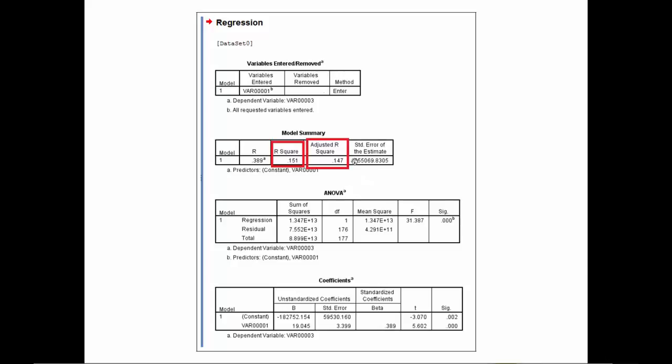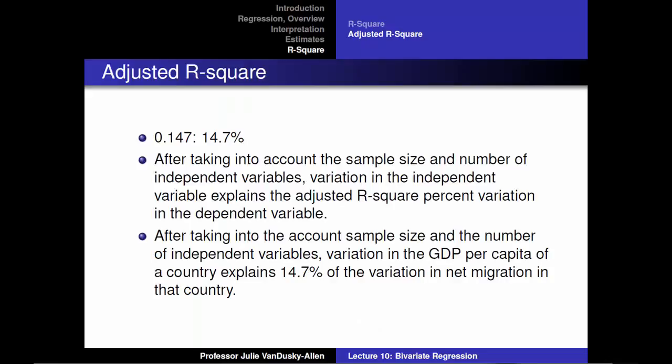In the SPSS output, the adjusted R-square is located in the model summary box here. In our example, it was 0.147. Like the R-square, you move the decimal place over twice and make it a percentage. Then you state, after taking into account the sample size and the number of observations, variation in the independent variable explains the adjusted R-square percentage variation in the dependent variable. Or in our example, after taking into account the sample size and number of observations, variation in the GDP per capita of a country explains 14.7% of the variation in the net migration in that country.